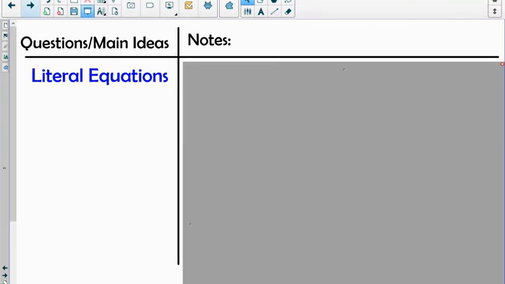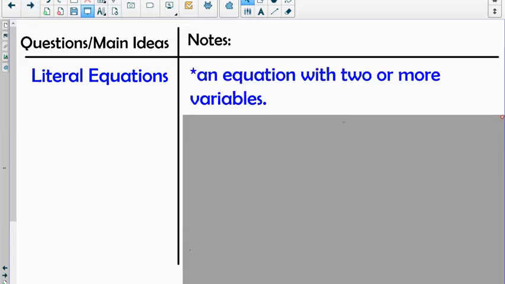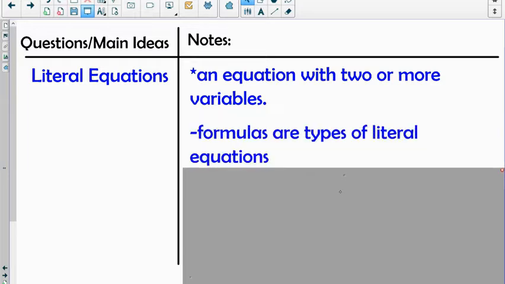All right, first main idea is literal equation. So what is it? It's an equation with two or more variables. Typically, we've been dealing with only one variable lately when we solve one-step, two-step, multi-step equations, even two-sided equations. If it has x on the left and x on the right, that's still just one variable. So we're talking about two or more different variables.